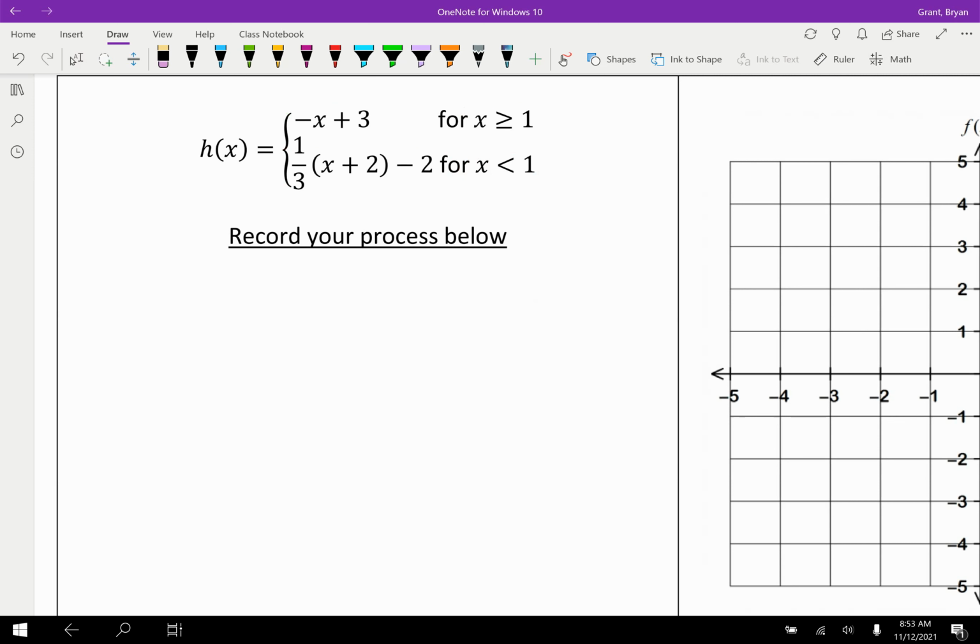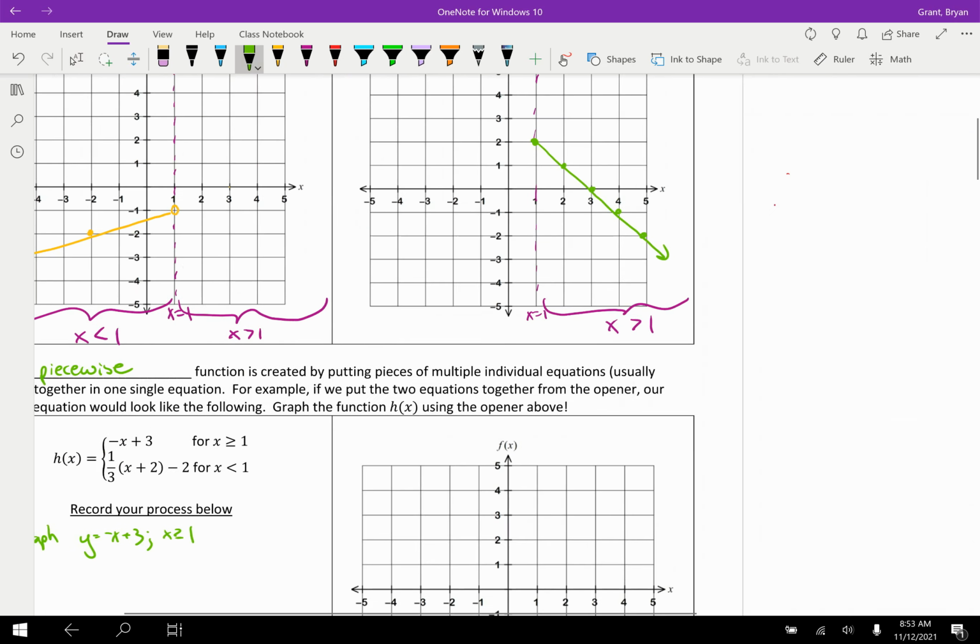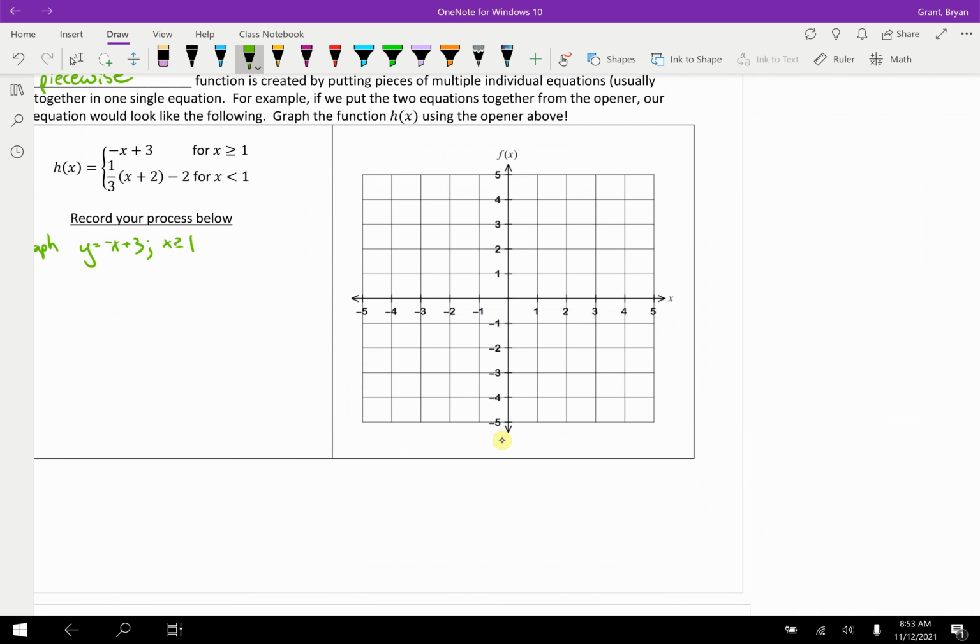When we graph, there are just a couple steps, right? Our first step is we need to graph y equals negative x plus 3 for x greater than or equal to 1. Then, luckily, we've already set the stage and done that for us. This starts at the point (1, 2) and goes down 1 over 1. I'm going to leave off that invisible wall for now. I don't think we need it.